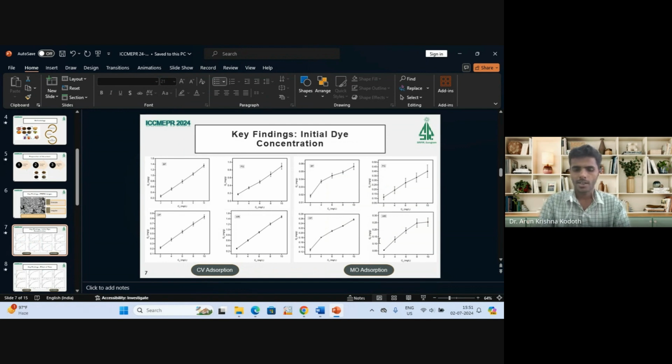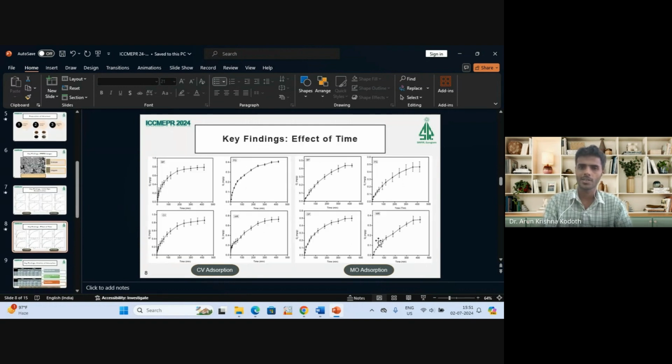And we have gone for the adsorption studies, as I have already indicated, for methyl orange as well as crystal violet. Different parameters have been studied. One among the parameters is initial dye concentration. As the dye concentration increases from 2 to 10 ppm, the adsorption rate also increases in the case of almost all the 4 materials, in the case of crystal violet adsorption as well as methyl orange adsorption. This is due to the presence of more active surface area for the adsorption of dye molecules on the surface of the adsorbent. While talking about the effect of time, as the time increases, adsorption rate also increases.